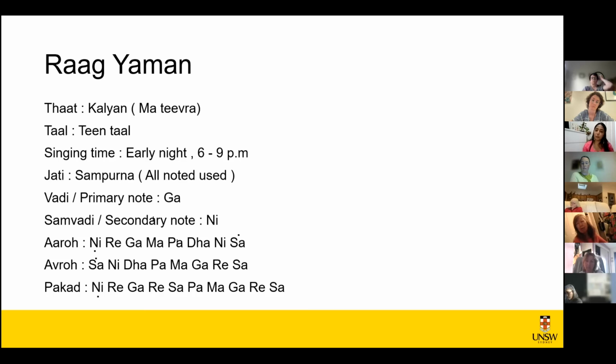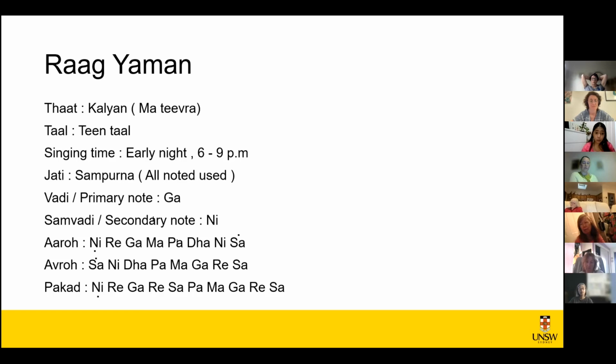And how do you set a mood for it? You start with aro, you come with avro, and then you give a pakad. Pakad is more of a hint. It's like a hint of what the music is going to be about. And I'll sing how we started.